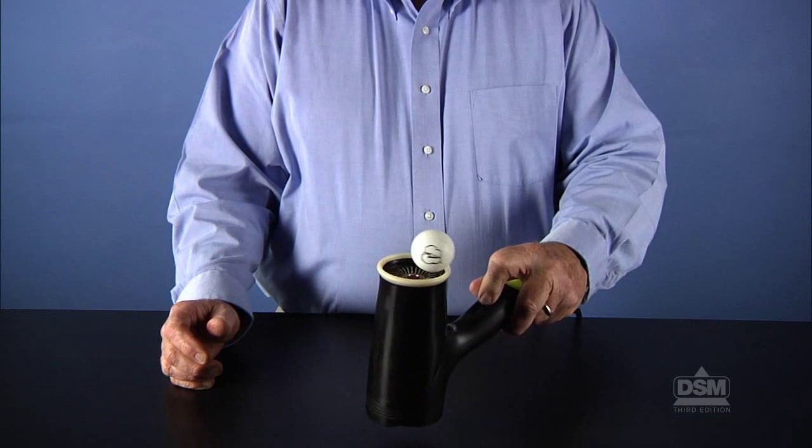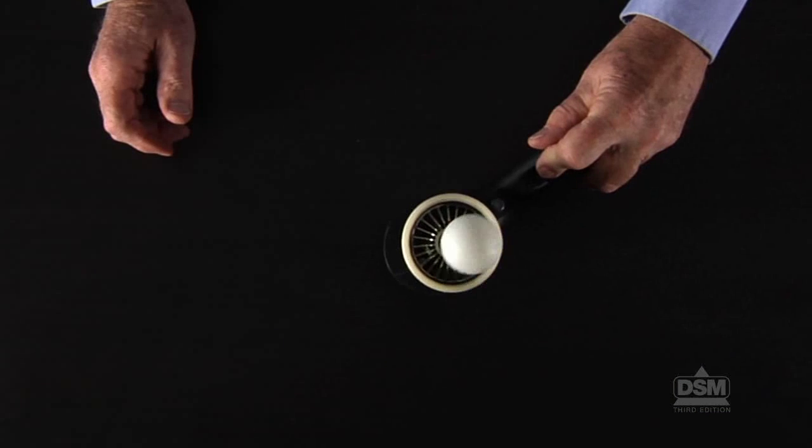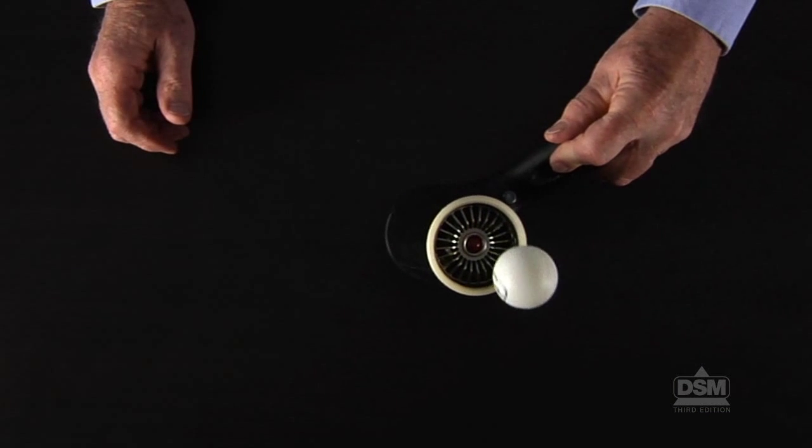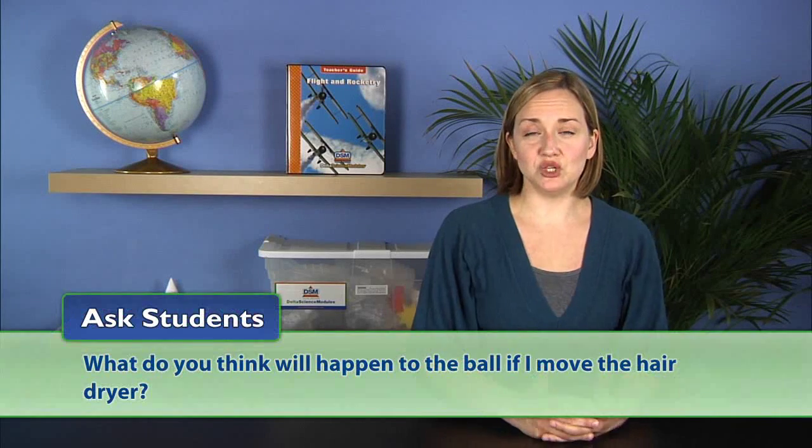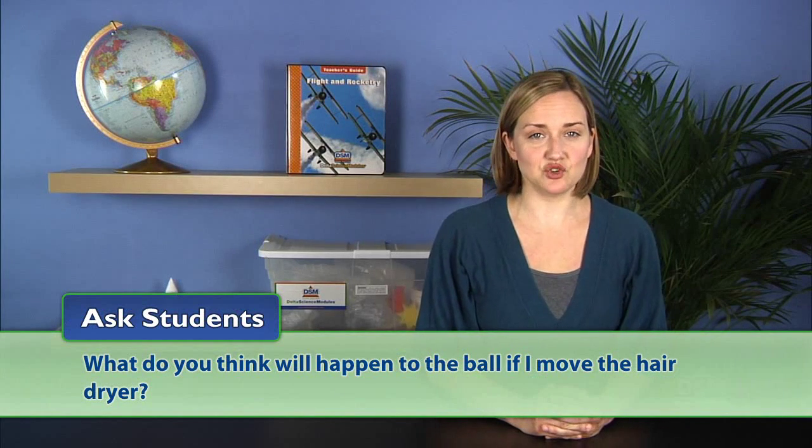Students will probably say that the ball will shoot up into the air and then fall to the ground. Accept all answers. Turn the hairdryer on high and gently release the table tennis ball. The ball should float on the stream of air coming from the hairdryer. Now ask, "What do you think will happen to the ball if I move the hairdryer?" Students may guess that the ball will fall when the hairdryer is moved.